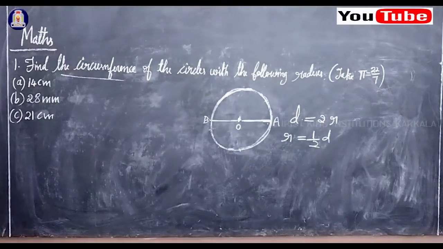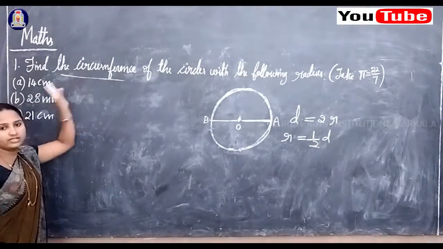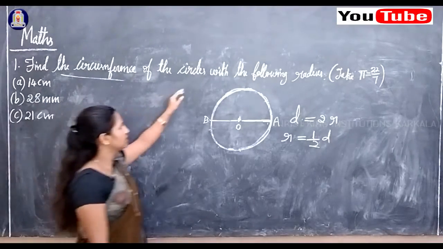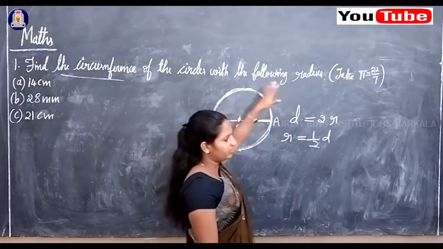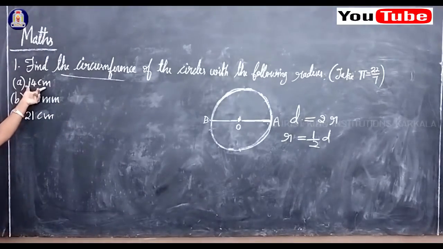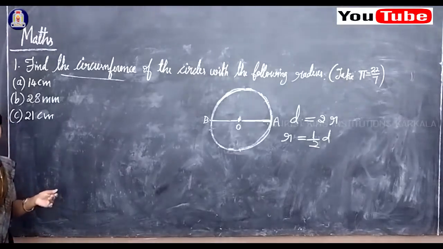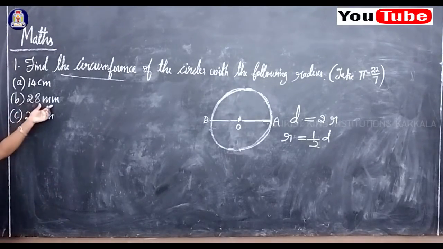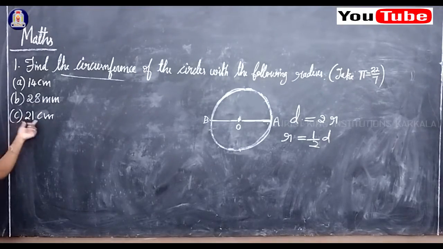The first question is, find the circumference of the circles with the following radius. In this question, the radius is given. The first one, 14 centimeter, is the radius of the circle. 28 millimeter is another radius of the circle, and 21 centimeter is the third one.